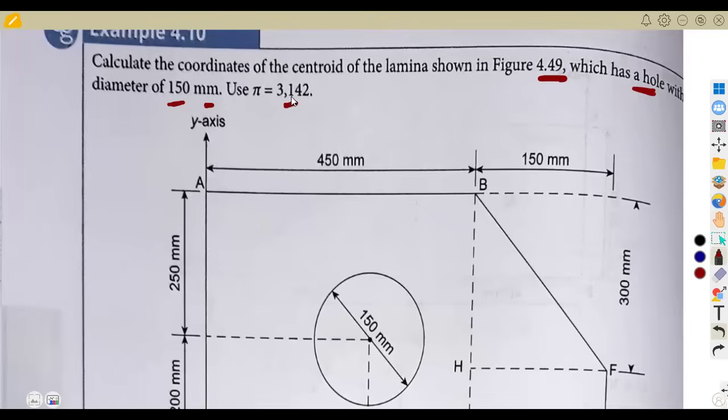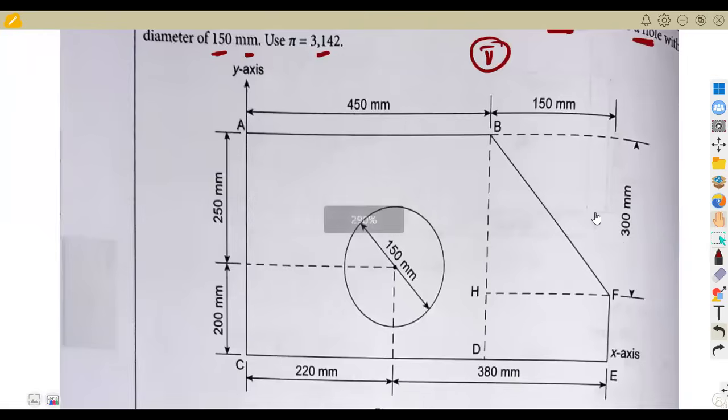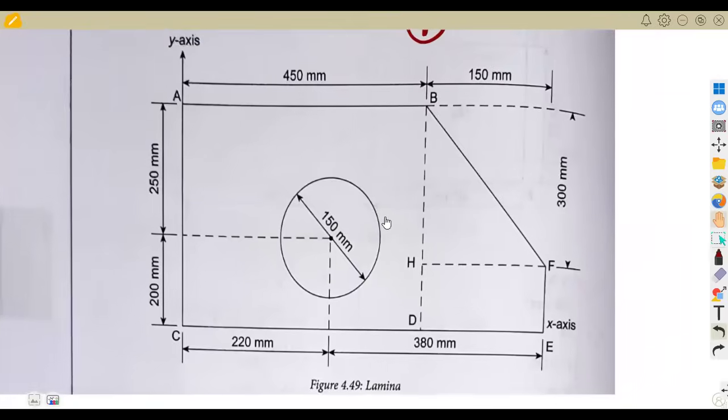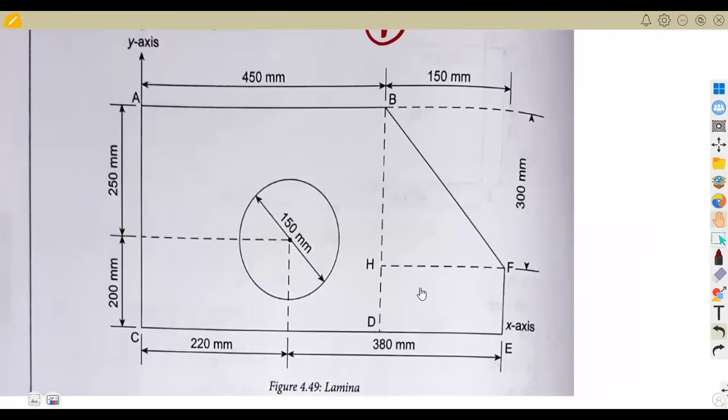All right, so in exam condition, they won't tell you to use pi as 3.142. You just use the pi that you see on your calculator. So that's the one I'm just going to use. I'm not going to use 3.142 there. But this was an instruction for you guys. For exam condition, let us just use pi direct from our calculator.